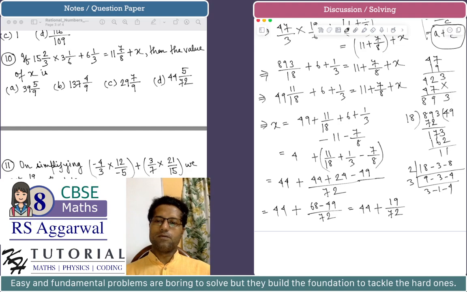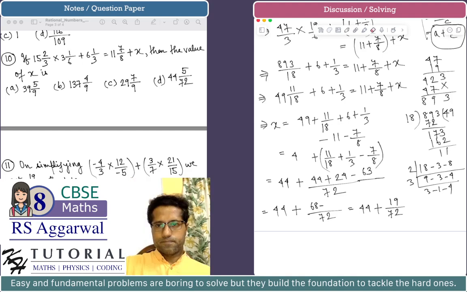24 minus 49. Oh no, sorry. This is not 49. This will be 9, so 63. This is 63, this will be 63, so we have this as 5. So definitely this is nothing but 44 and 5 by 72. So the correct choice is answer D.